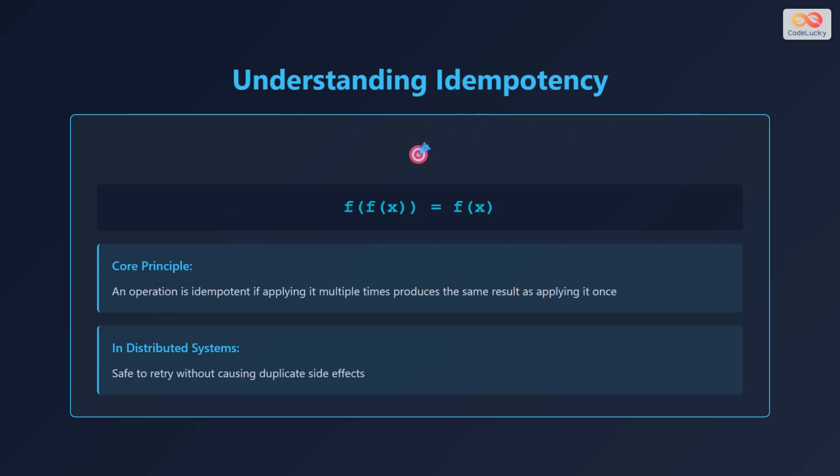Idempotency is a mathematical concept. The formula f of f of x equals f of x means that applying an operation multiple times gives the same result as applying it once. In distributed systems, this principle is crucial. An operation is idempotent if you can safely retry it without causing duplicate side effects. This means whether you execute it once or 100 times, the final state remains the same. This is exactly what we need to build reliable systems.